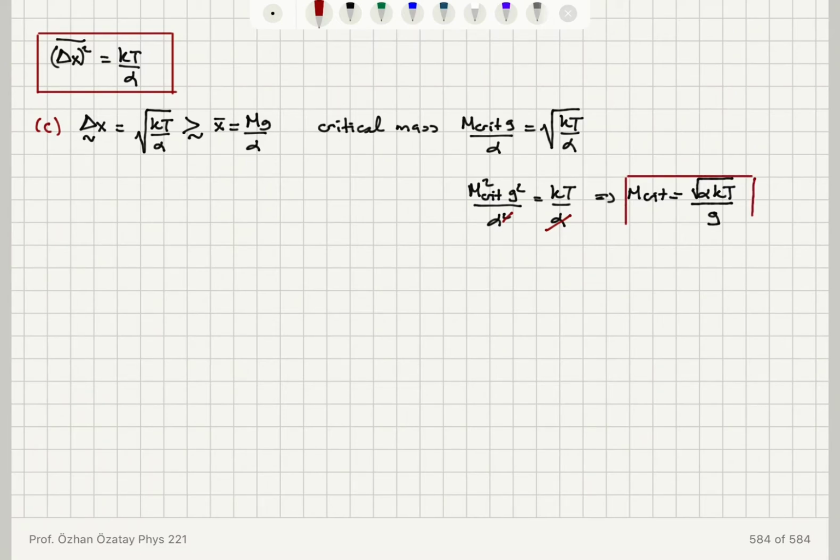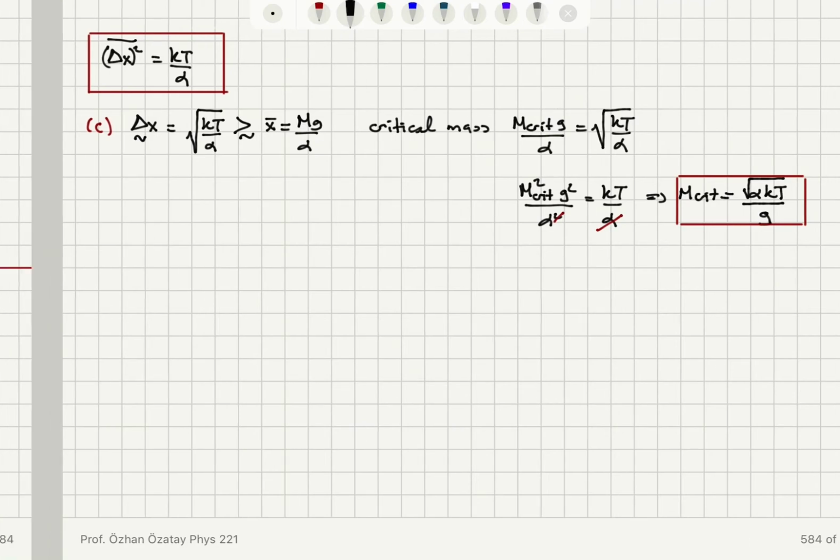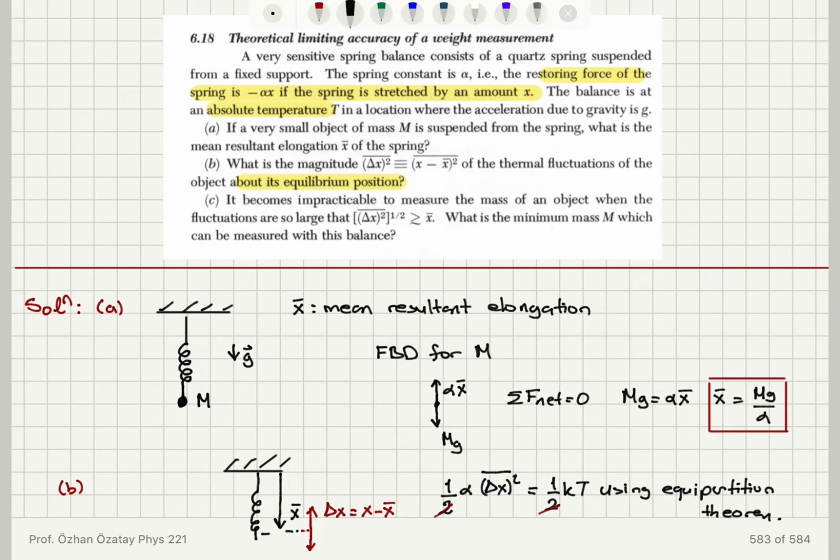So my minimum mass I can measure is this one, because when I have this mass, I have the standard deviation of the fluctuations equaling x bar, and it becomes impracticable to measure the mass of the object when these fluctuations are so large. So the smallest mass that I can measure, the minimum mass, is square root alpha kT over g. So let's take a look at it again.